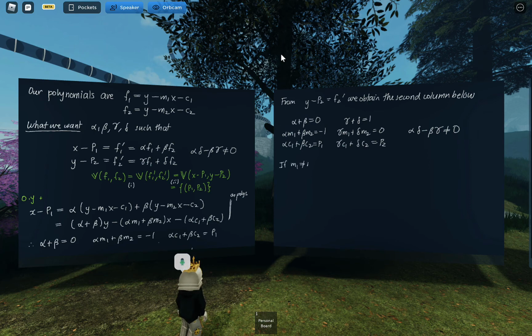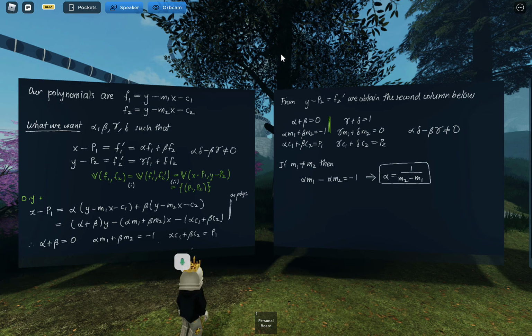If m1 is not equal to m2, right, exercise, if they are equal, I mean, you know parallel lines don't meet, but prove it algebraically. So there is no solution if m1 is equal to m2. So suppose they're not. Then from these two equations together, I can put beta is minus alpha in the second equation, and that will give me alpha m1 minus alpha m2 is minus 1. And therefore rearranging alpha is equal to this, provided the denominator is non-zero. That tells me beta as well.